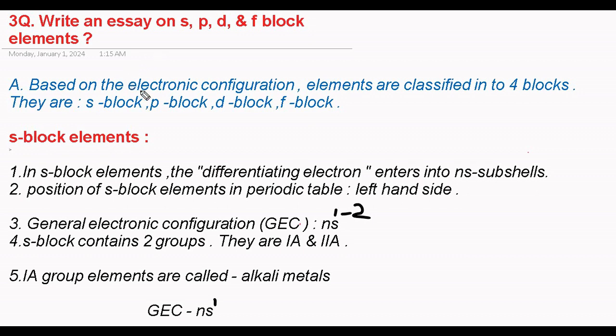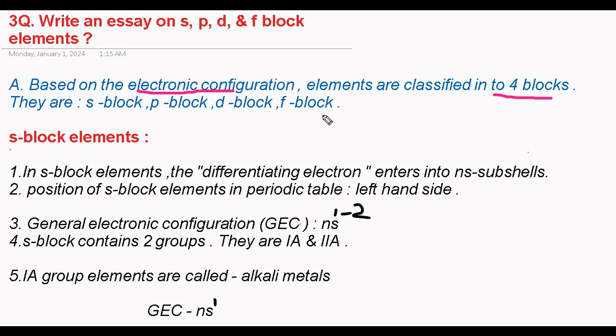Here is the answer. Based on the electron configuration, elements are classified into 4 blocks. How are we classifying the elements? Based on the electron configuration. How many blocks are there? 4 blocks are there. What are those? S block, P block, D block, F block. Is it clear? Based on the electron configuration, we are classifying into 4 blocks.